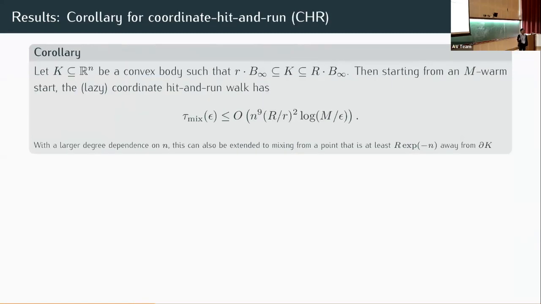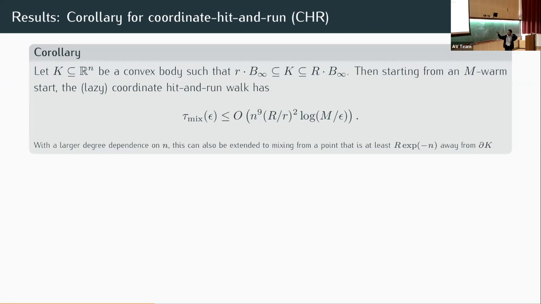And a corollary of this result, after some extra work, is the cold start mixing time for coordinate hit-and-run as well. I mentioned that this was open. So for any convex body, for which there is a small r radius L infinity cube contained inside the body, and a capital R radius L infinity cube containing the body, then starting from an M warm start, coordinate hit-and-run walk has this kind of mixing. There's a slightly larger dependence on n. I think 9 becomes 11 if I remember correctly.